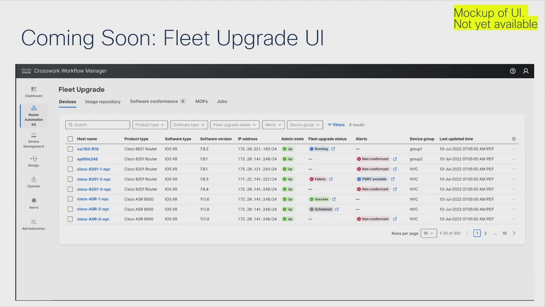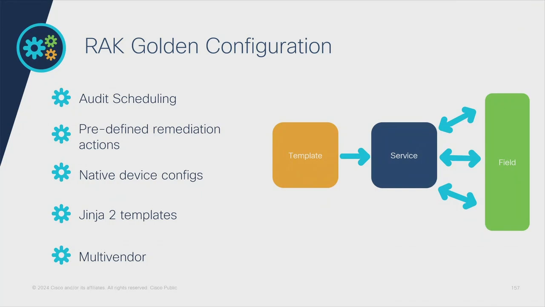Okay, golden configuration. So what is golden config? This is an auditing and remediation tool, right? So ultimately, users can apply templates of any format to provision devices with their desired configuration, right? So it offers things like historical configuration records and scheduled audits. And it offers remediation actions as well.